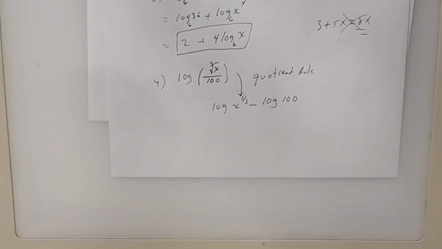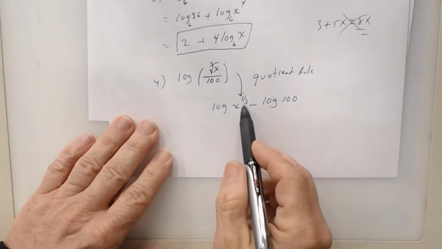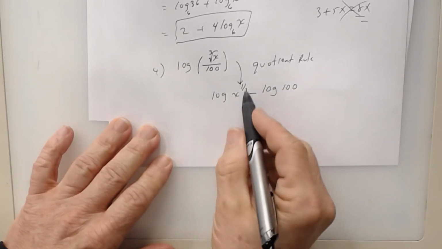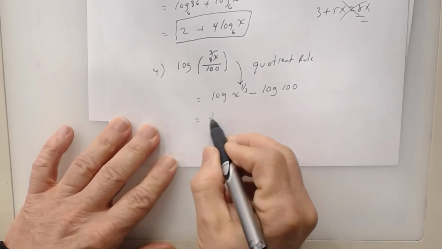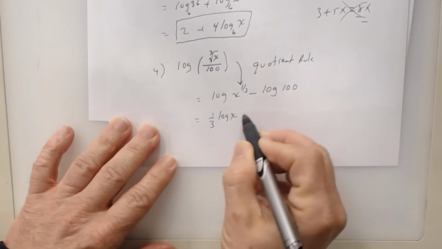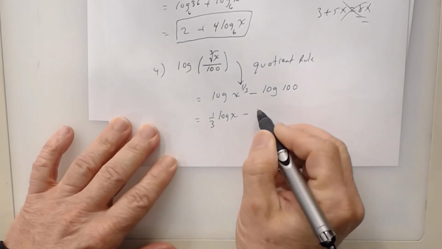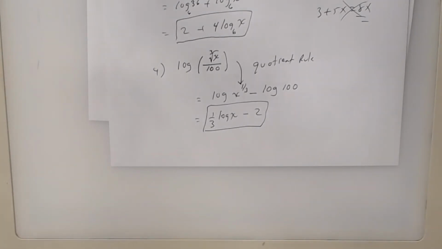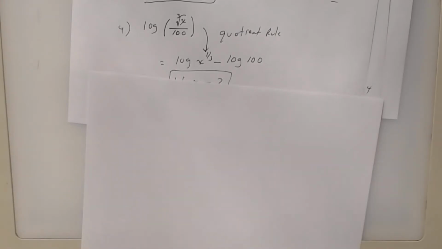So the first term, how are you going to write this? 1/3. So I'm using what rule? Power rule. So it'll be 1/3 log of x minus, and that you can simplify. What's that? 2. All right. So basically, all it is is just using those 3 properties and some stuff you've learned before in terms of simplifying logarithms.